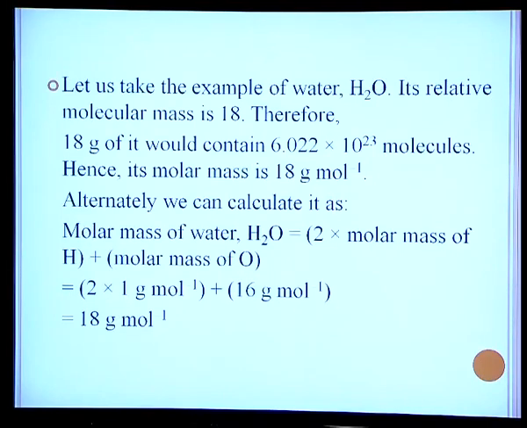Now, let us take one example here, that is water. Its relative molecular mass is 18. Therefore, 18 gram of it would contain 6.022 into 10 to the power 23 molecules. Hence, its molar mass is 18 gram per mole. Alternatively, we can calculate it. Molar mass of water, that is H2O, is 2 into the molar mass of H plus the molar mass of O. You will get 2 into 1, then 16, so 18 gram per mole.